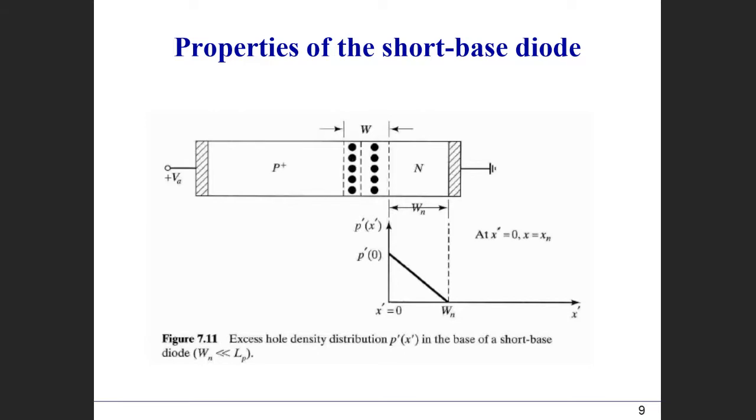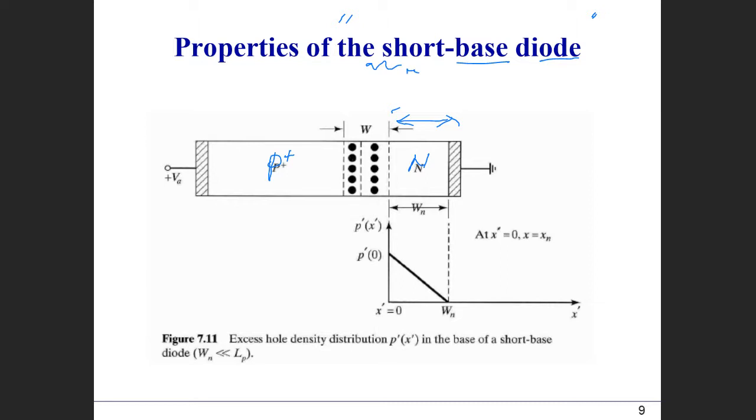Okay. Now I'm also going to describe the so-called short base diode. This is the name of the diode which has this special kind of configuration. For example, if you have a P plus N diode, and especially on this lightly doped side, the length of this neutral region is very short. That's what we call the short base diode.